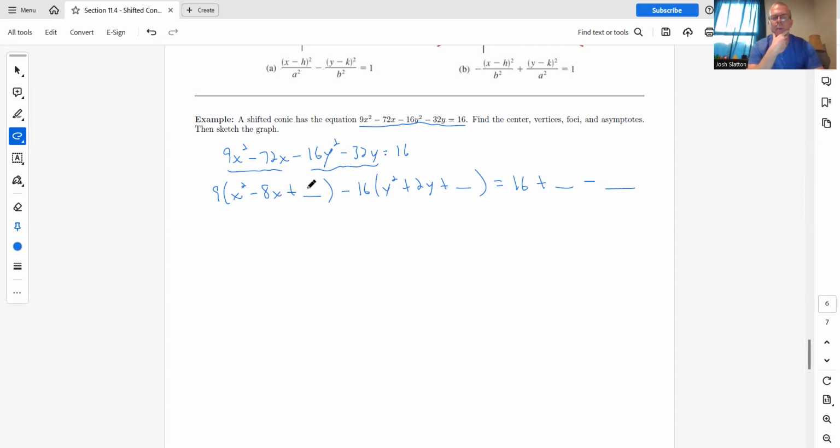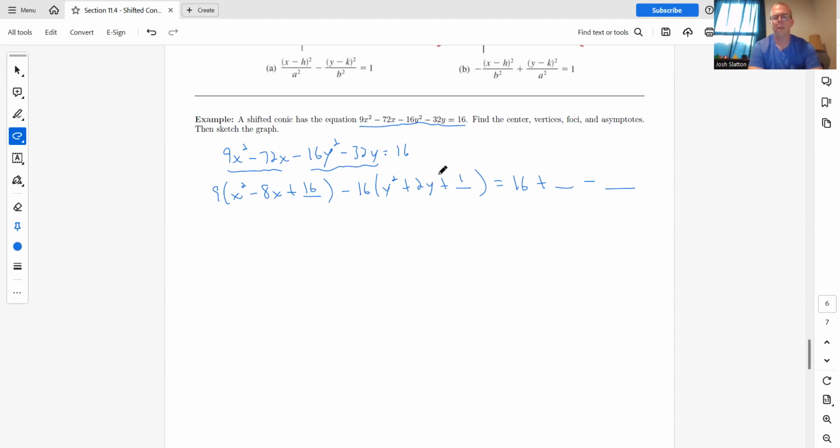So what do we need to put here to make this a perfect square? We divide that number by 2, so negative 8 divided by 2 is negative 4. Negative 4 squared is 16. Well, let's talk about that in a second. 2 divided by 2 is 1.